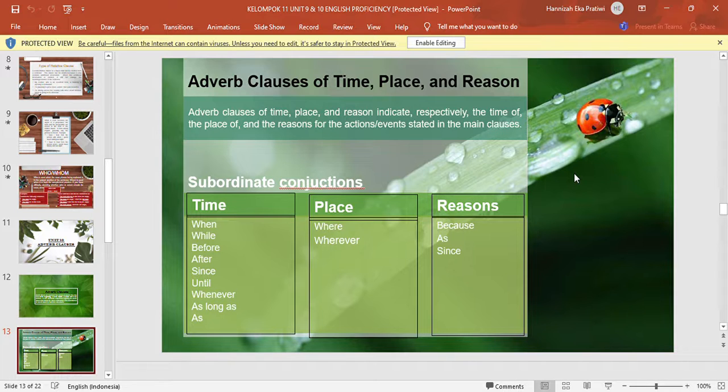And next, adverb clauses of time. Adverb clauses of time place action in a shared perspective. Usually, the time, the place, and the reason for the action start in the main clause. Subordinate conjunctions. Time, for example: when, while, before, after, since, until, whenever, as long as, and as. Place, for example: where, wherever. And reason, for example: because, as, since.